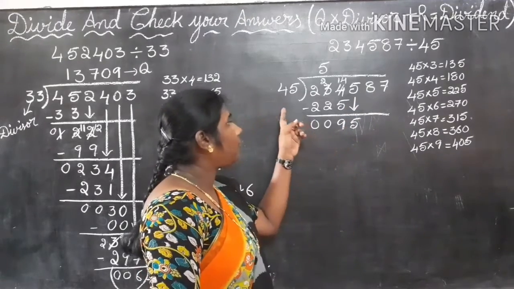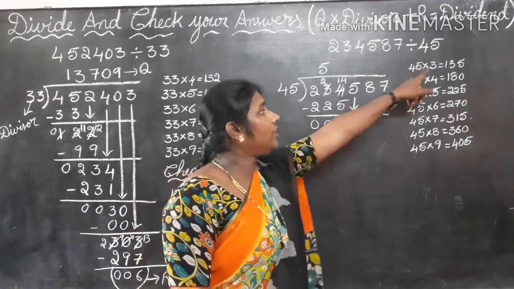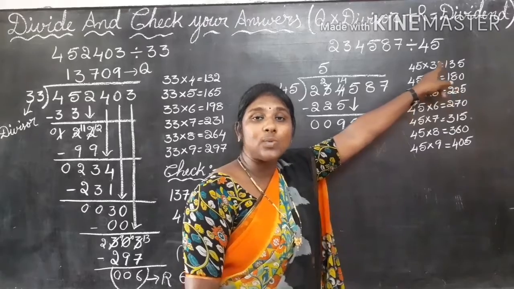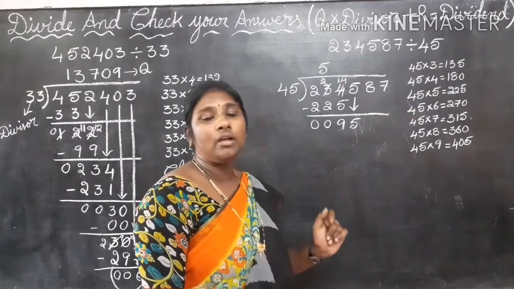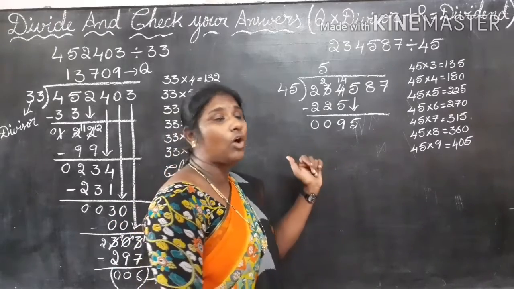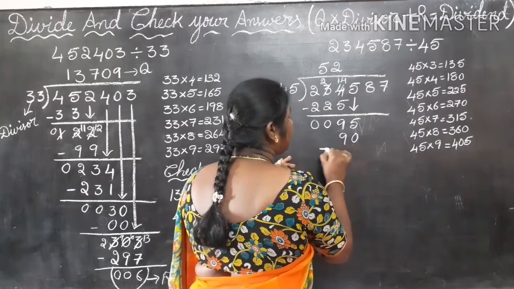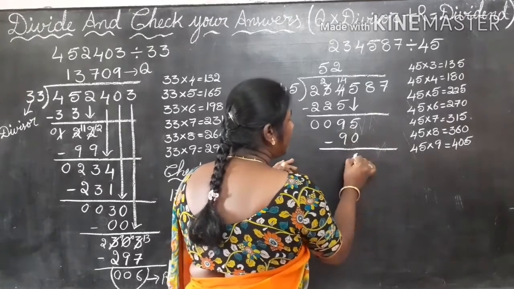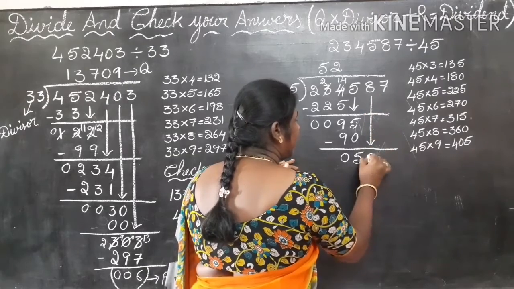45 ones are 45. 45 twos are 90. 45 threes are 135. But this 135 is more than 95. So what is before that one? 45 twos are 90. Next we have to take 5. 9 minus 9, 0. Next take this 8.